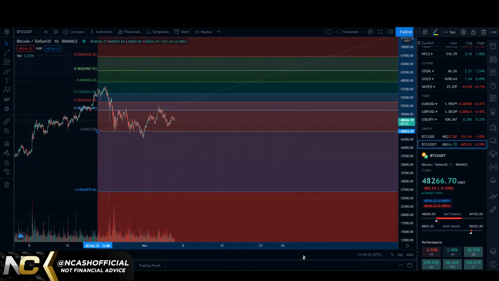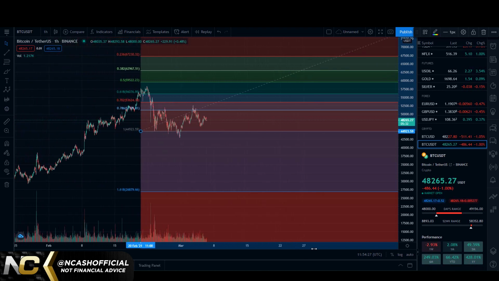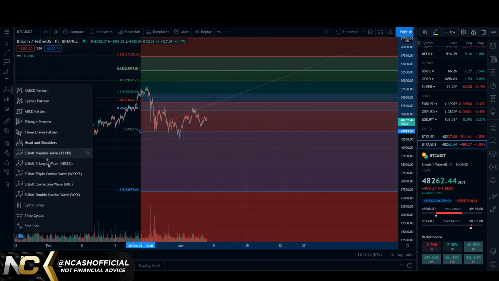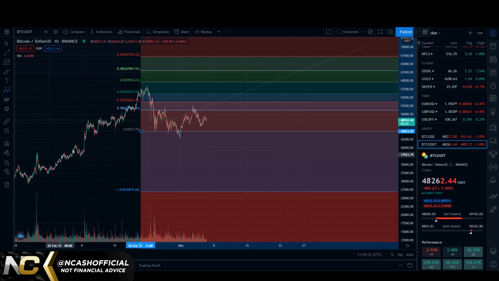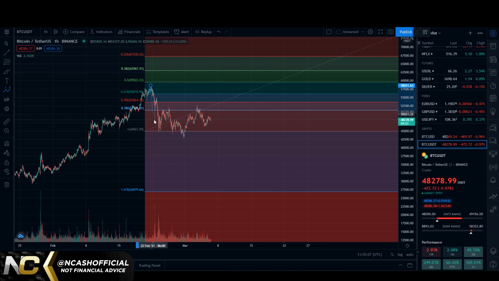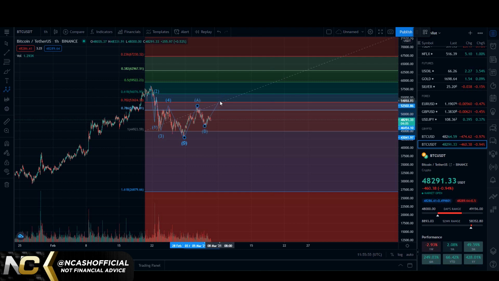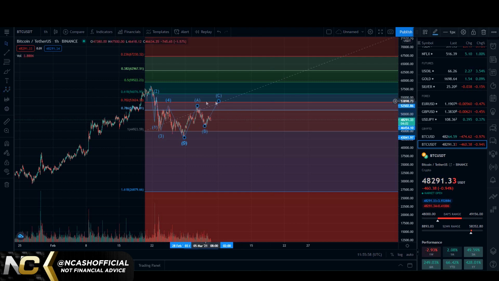Now, how would this play out? It would play out something similar to this. So if we come over here to the 1, 2, 3, 4, 5, which is the impulse wave, we would see 1, 2, 3, 4, and then this would be the 5. And then from there, B, and then our C, which would be up in the 702 retracement level. I think that this could be something that is definitely playing out.